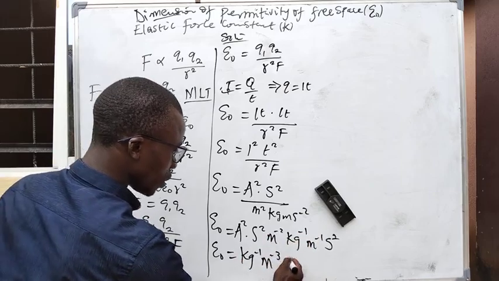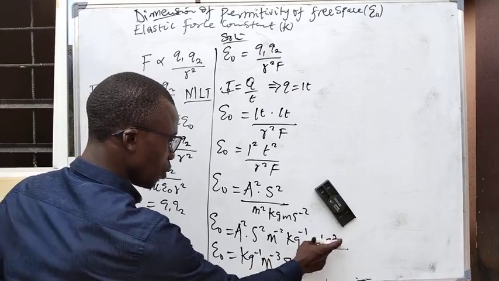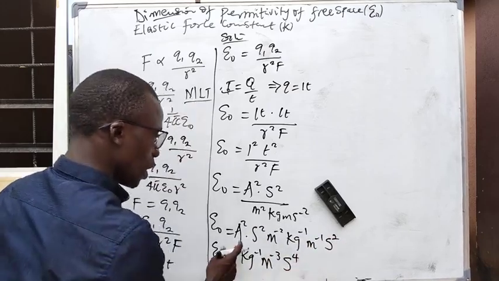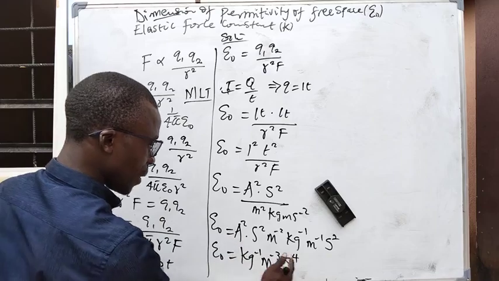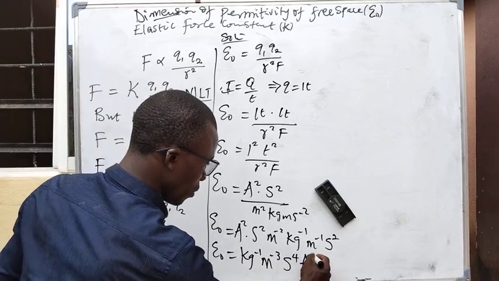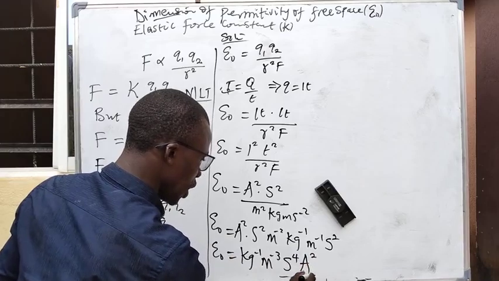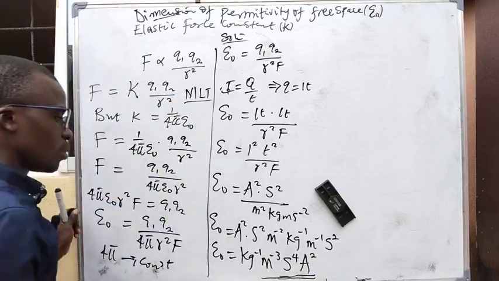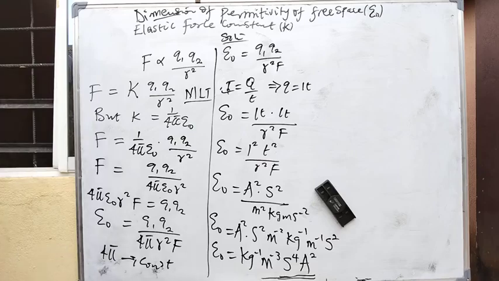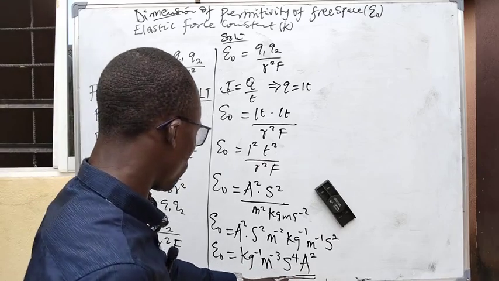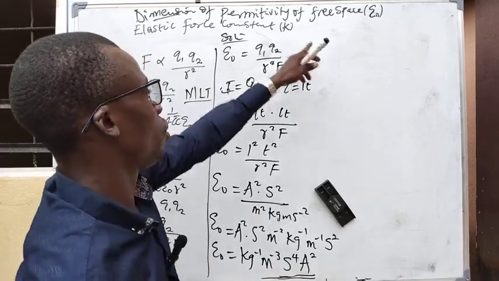Then the next thing is seconds, s. Here, s is 2 plus 2, which is what? 4. Then what now remains? Ampere. So I can put my ampere here, raised to power 2. So this becomes the unit of epsilon naught, or permittivity of free space.